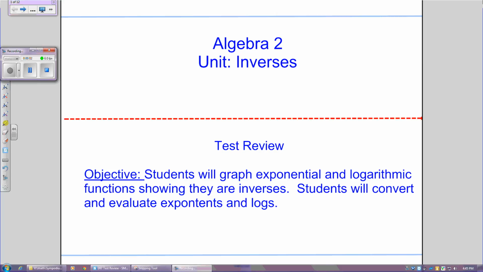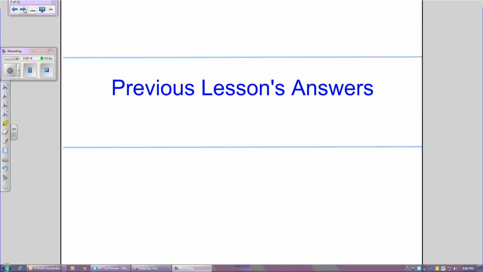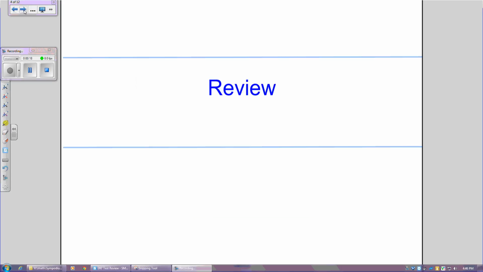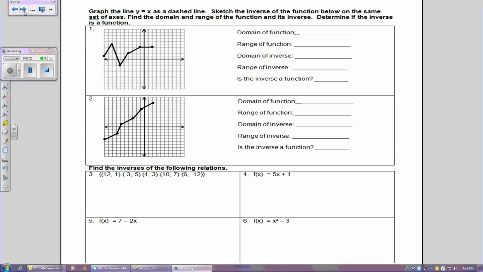These are Algebra 2 notes in the inverse unit. This is the test review lesson. Before we start the review, I'll put up the previous lesson's answers so you can check those and pause the recording if you need to. Okay, so let's start the review.